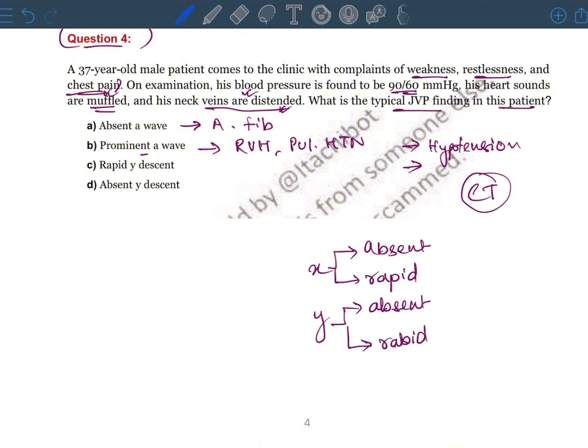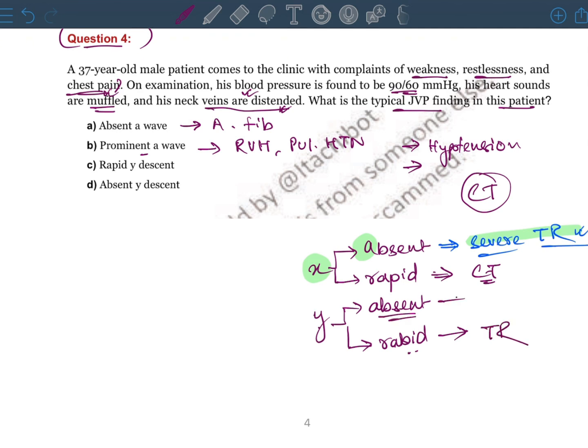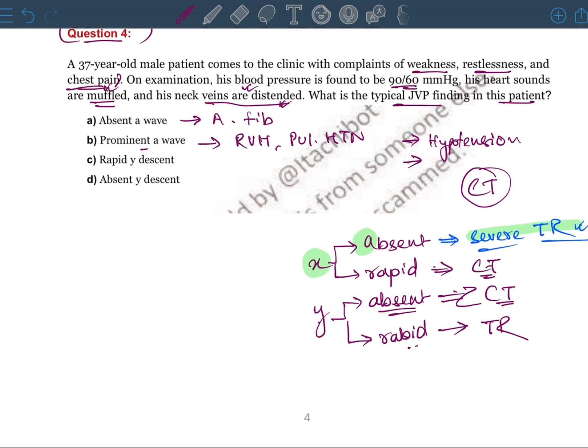In this case, X is absent in severe TR. This is the thing to remember. If you just remember this, X absent in severe TR, then everything is done. Because X is rapid in CT, and for Y it will be the opposite of this. So Y is rapid in TR and absent in CT. See, the X wave is not given, only Y waves are given, rapid or absent: absent in CT.